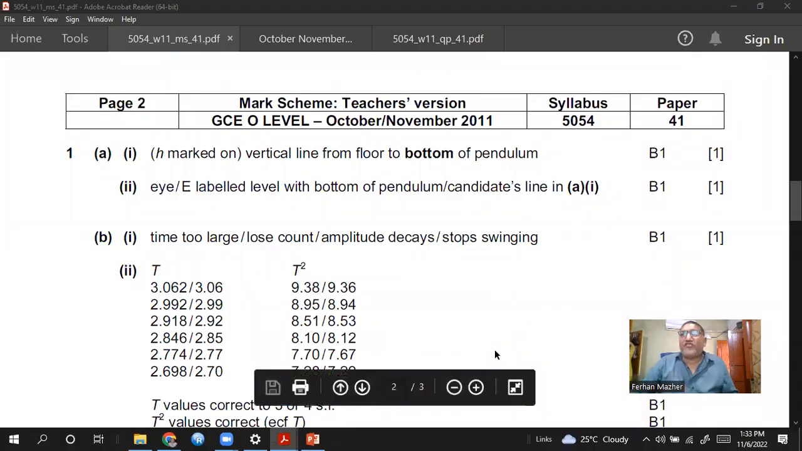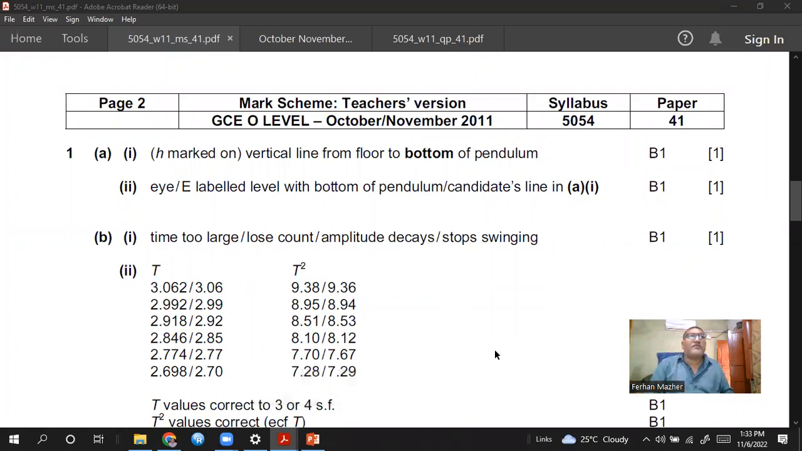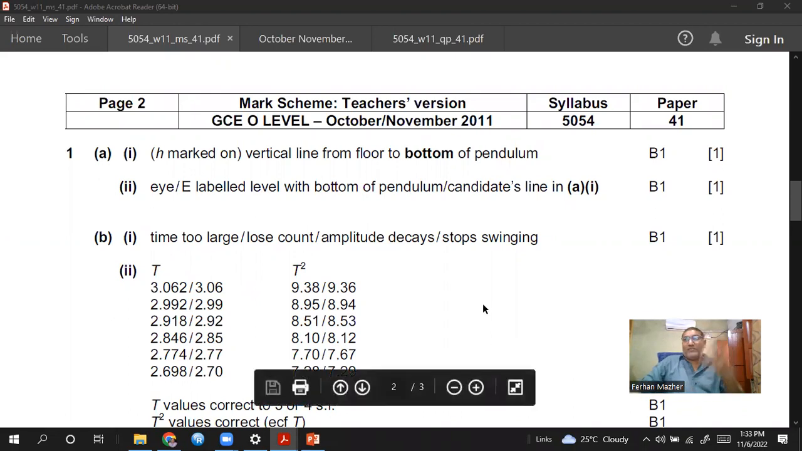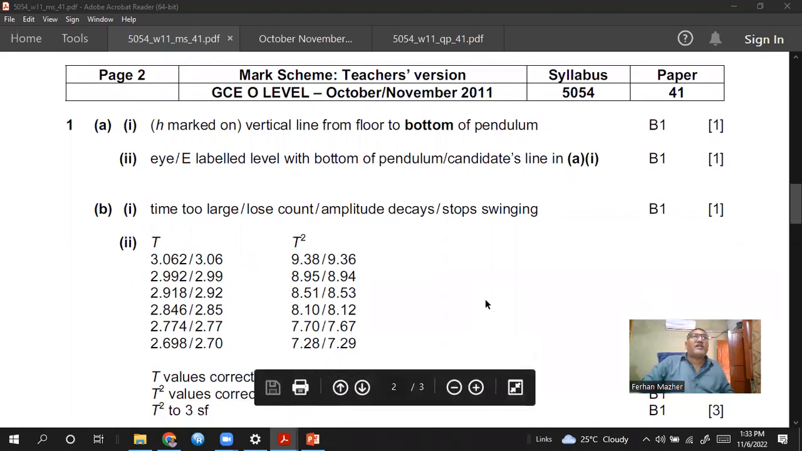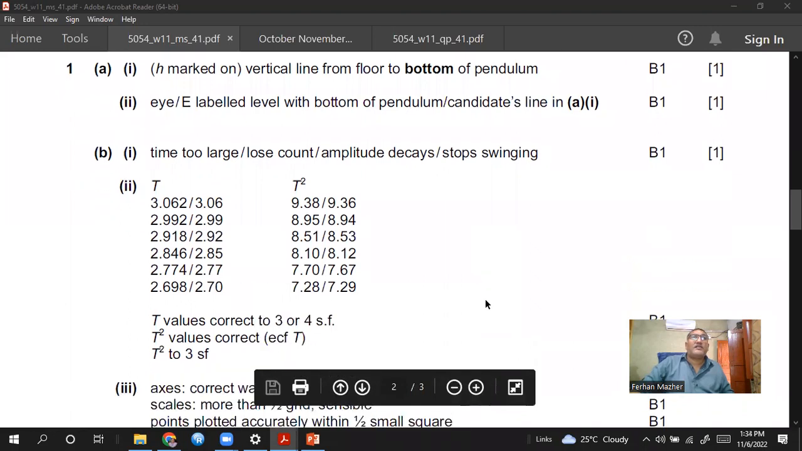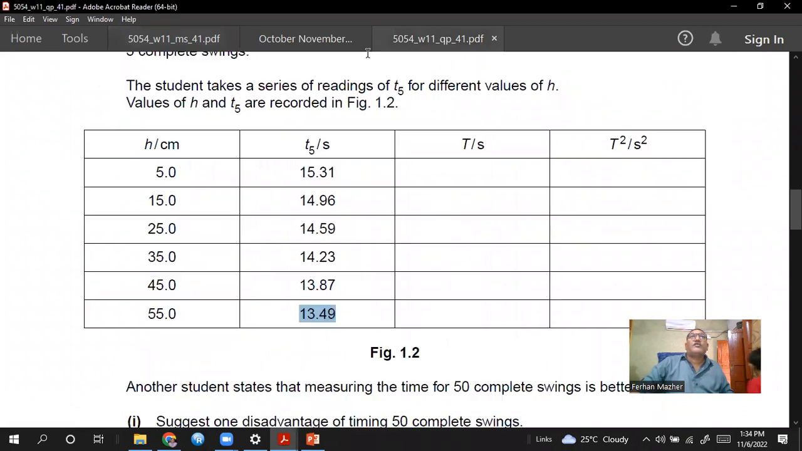So, my dear students, you can see that this is the marking scheme for question number 1A part and the B part. So you can match your answers here. I've already checked my answers and they are good. So we are going to the next question.